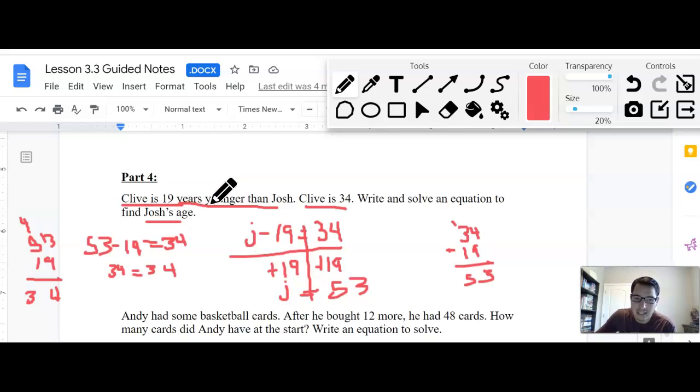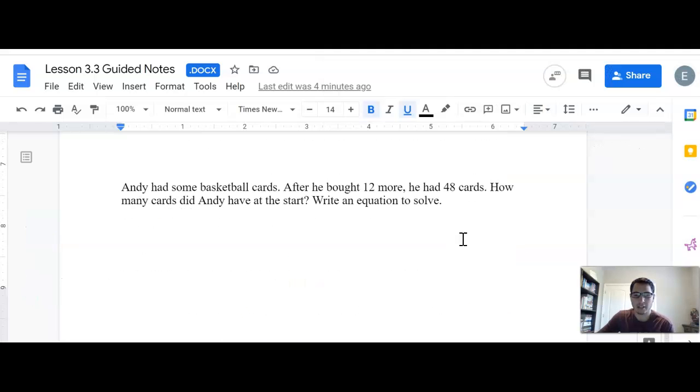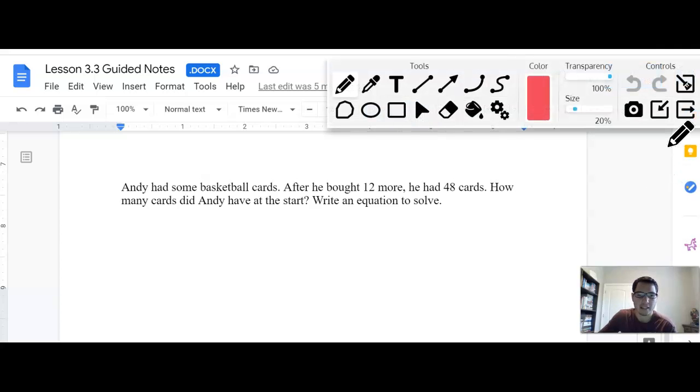Clive is 19 years younger than Josh, so Josh should be older, which 53 makes sense. And 53 minus the 19 years gives us Clive's age, which is 34. Josh is 53 years old. All right, lastly here, I want you to go ahead and write and solve the equation for this problem. Andy had some basketball cards. After he bought 12 more, he had 48 cards. How many cards did Andy have at the start? Write an equation to solve.